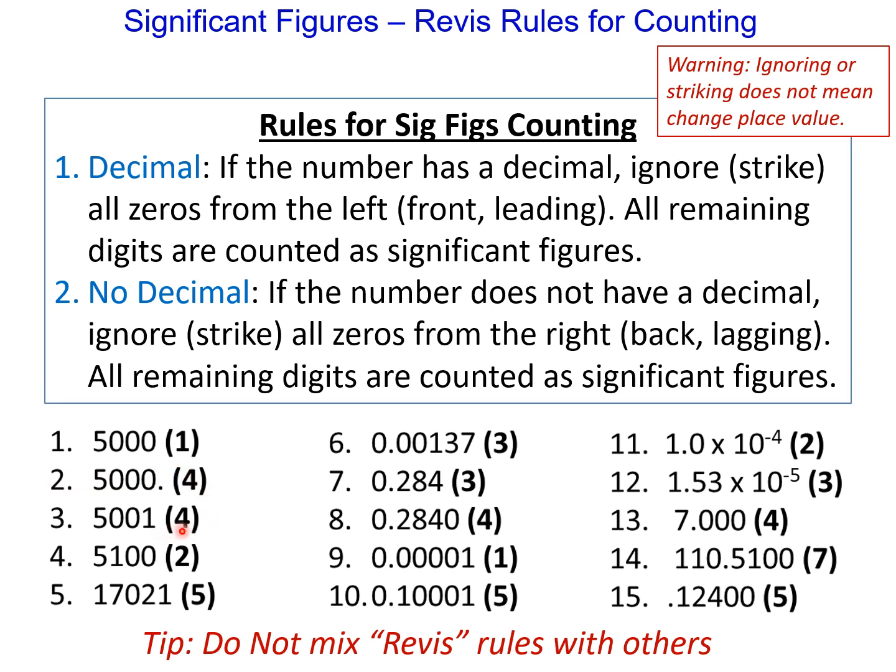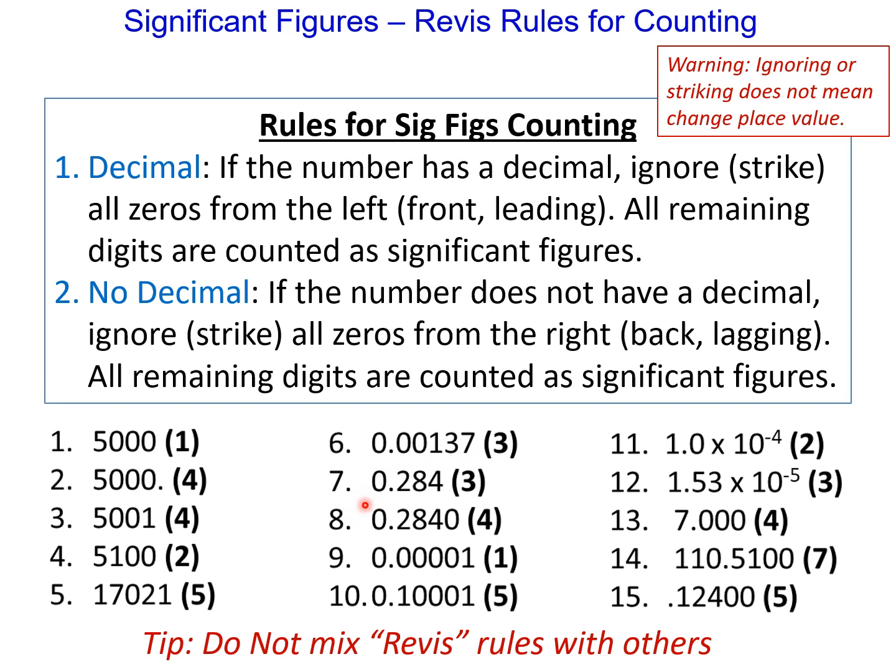In the next one, no decimal. Therefore, we simply count 1, 2, 3, 4 because there are no lagging zeros on the right side. In the fourth example, there are 2 sig figs because we have 2 zeros on the right side and there is no decimal. In the case of number 5, there is no decimal. Therefore, we strike or ignore the right side. There are no right side zeros. Therefore, we count everything. In number 6, we have a decimal point. Therefore, we only look to the left side. We ignore these 3 zeros on the left and we count 1, 2, 3 sig figs.